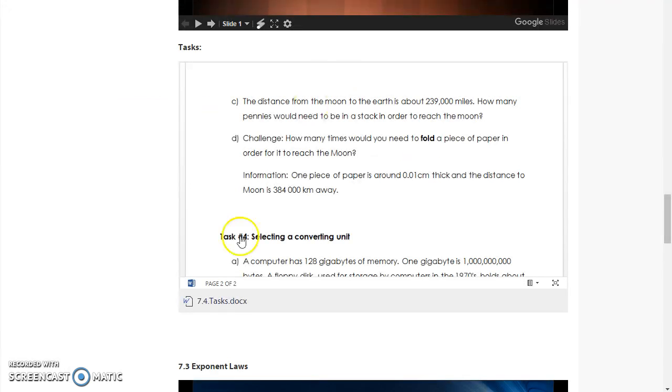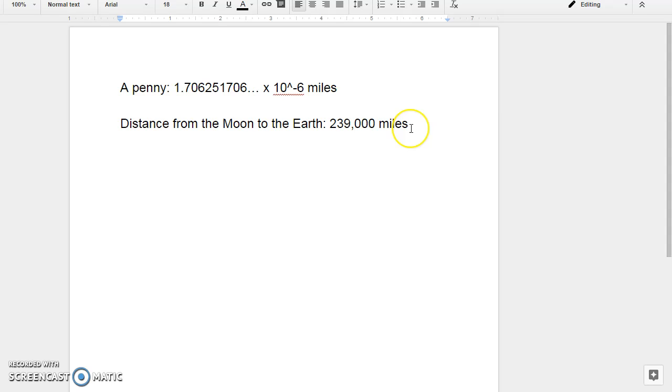So how many pennies? One penny is not a stack of 5 billion pennies or 500 billion pennies. Just one penny. How many pennies would need to be in a stack in order to reach the moon? So this is how much.